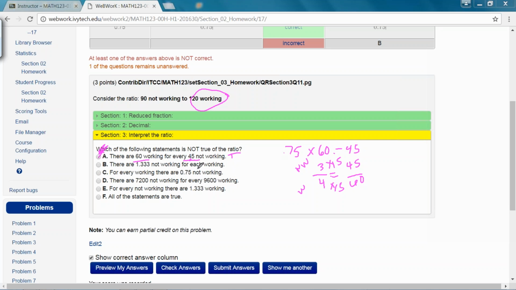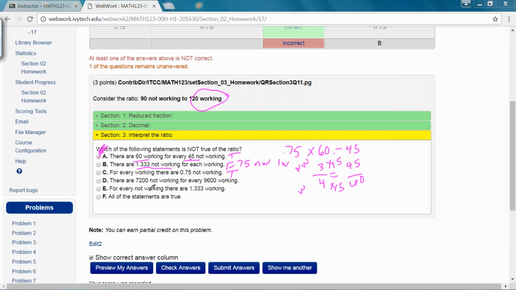There are 1.333 not working for each working. We already figured that out. It's 0.75 not working for one working. That's the ratio for working to non-working. So B is false. Okay. For every working, there are 0.75 not working. That's true.